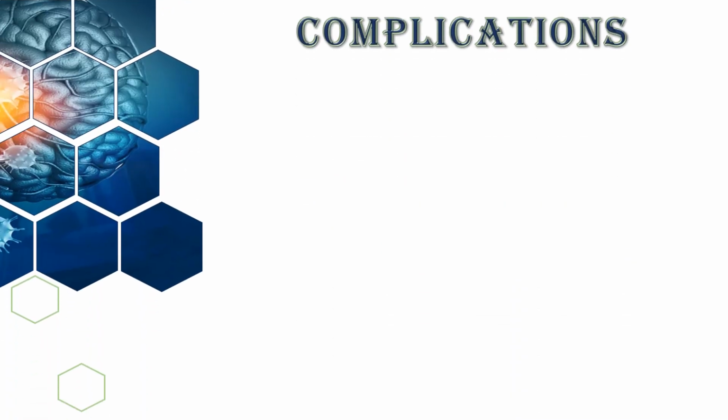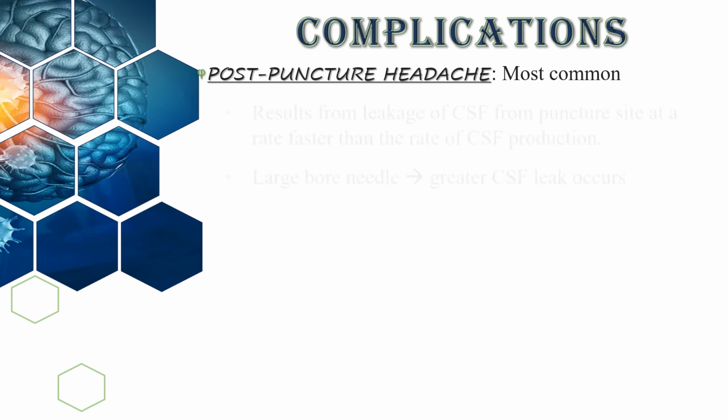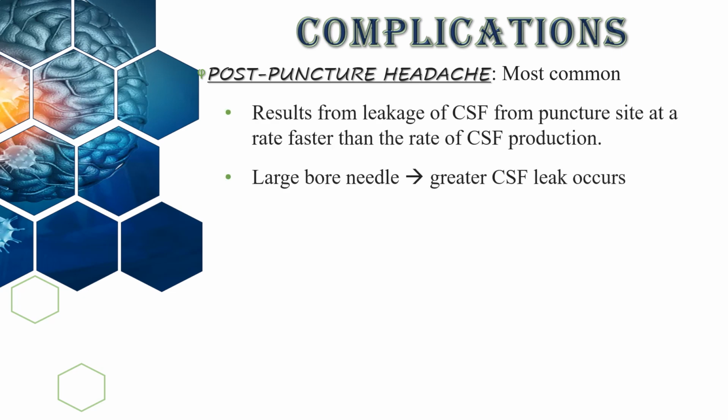Every procedure comes with its own set of complications. So what are the complications we face with lumbar puncture? The first one and the most common is a post-puncture headache. Why does it happen? It happens because there is a leak of CSF from the puncture site, which is at a rate faster than the rate of CSF production. And why would it happen? In case we have used a very large bore needle, there will be a greater CSF leak leading to a post-puncture headache. So how would we prevent it?